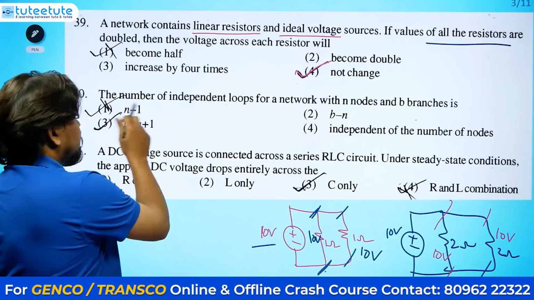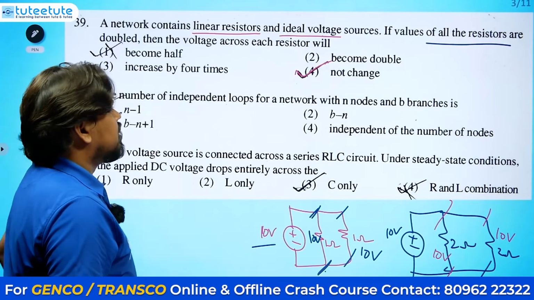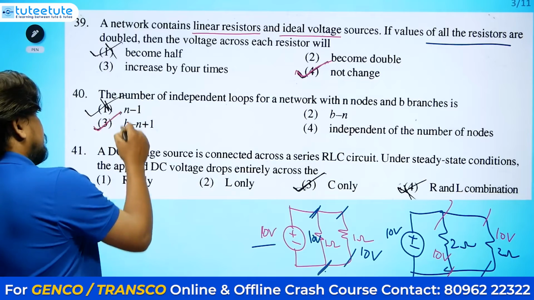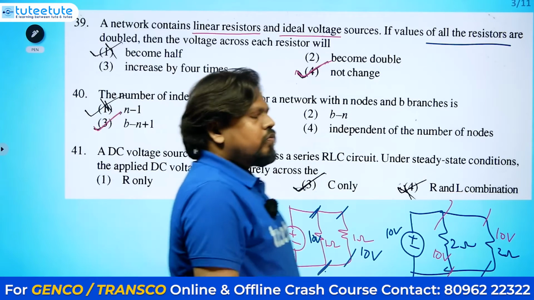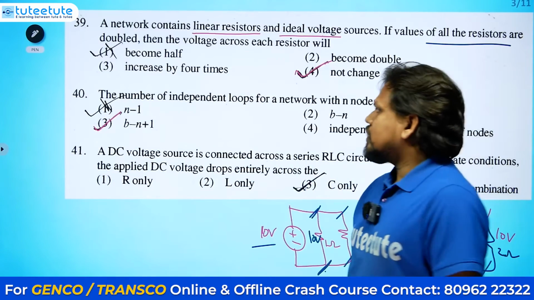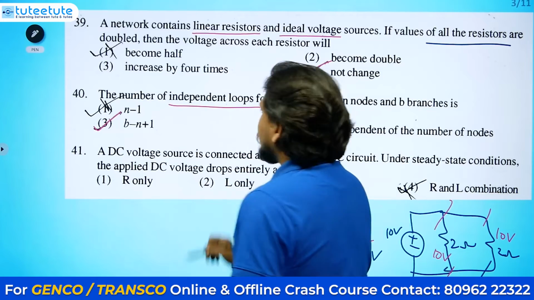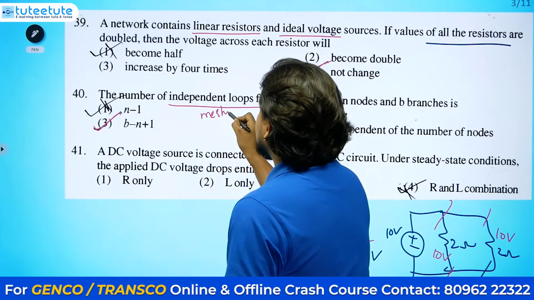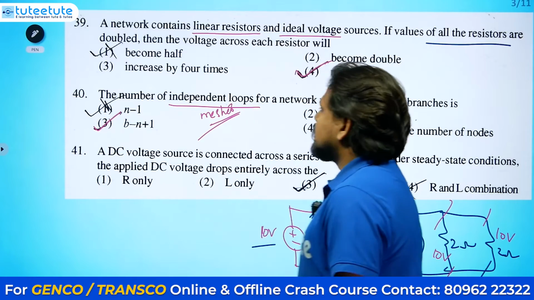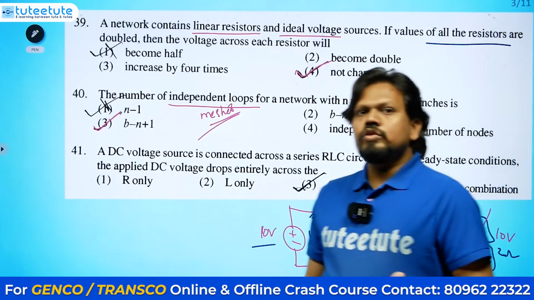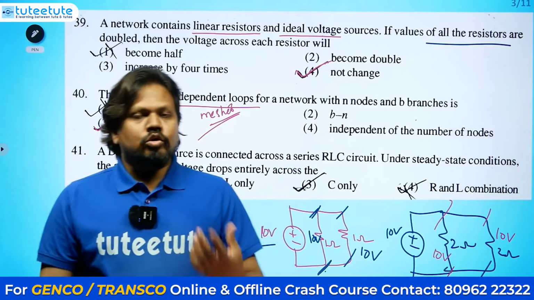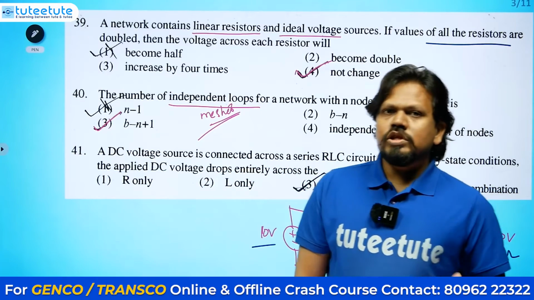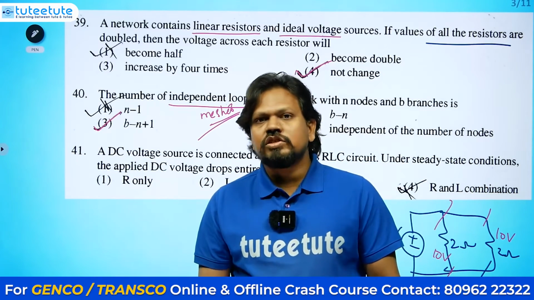Okay, next question. The number of independent loops for a network with n nodes and b branches is directly b minus n plus 1. We need to answer this question directly. Otherwise, with independent loops you may get confused. Independent loops means the meshes, so the number of meshes in the network, otherwise the number of equations to solve using mesh analysis. Some more questions they may also give. If you want to do the network analysis using nodal analysis, how many equations do you need?